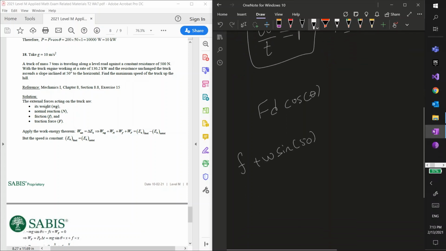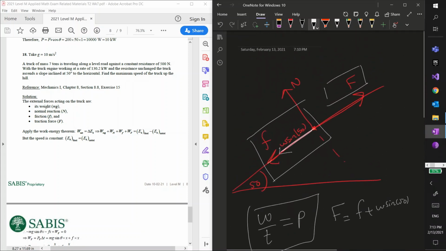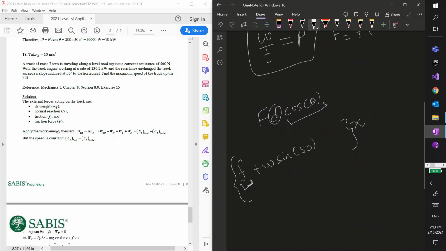Now, we don't know the distance, so we're just going to call it x. Now we just need to figure out cosine theta. What's the angle that friction makes with the horizontal? 0 degrees. And what's the angle that the weight sine 50 makes with the horizontal? Also 0 degrees. So we multiply this by cosine 0, and we multiply this by cosine 0. Cosine 0 is equal to 1, so this goes away, and same thing with this. So this is our work.